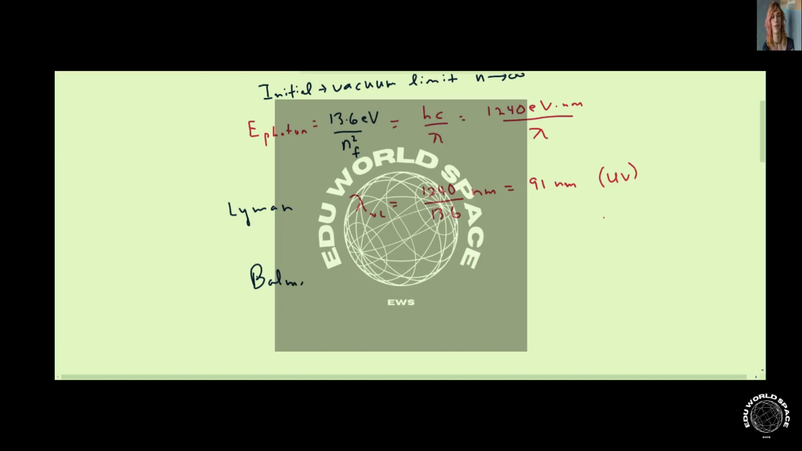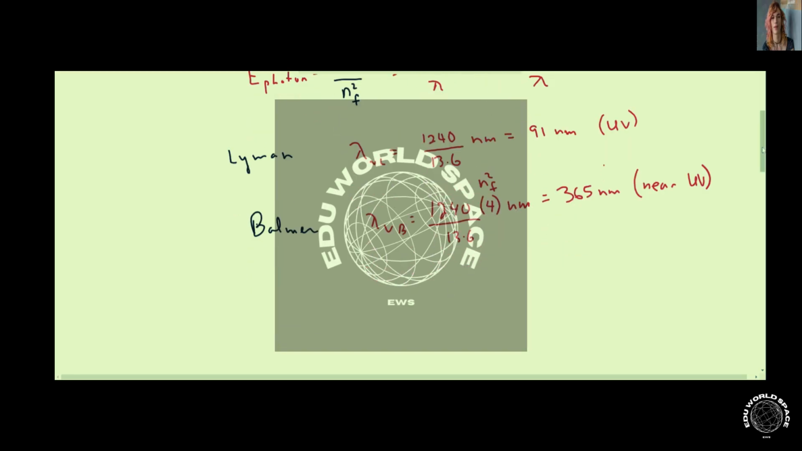Balmer, lambda vacuum Balmer is 1240 times 4 over 13.6. So there's your n final squared coming in as a 4. And this turns out to be 365 nanometers. And we'll call that near ultraviolet. It's just a little bit beyond what most people's eyes can perceive.